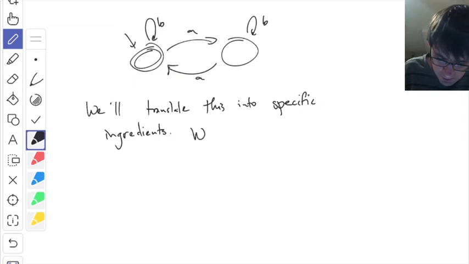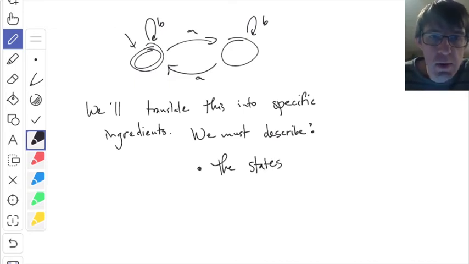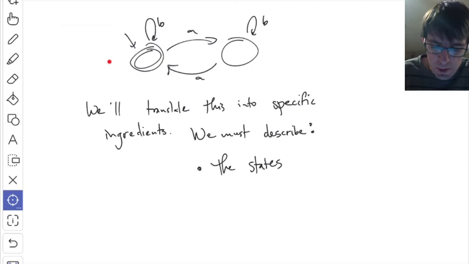So our formal description of the DFA must describe... Can anybody say what the important ingredients are here? I will get us started on the list. The states are important. We have to say what the states are, like how many states there are. What else needs to be described to encapsulate all the information that you see on this diagram?